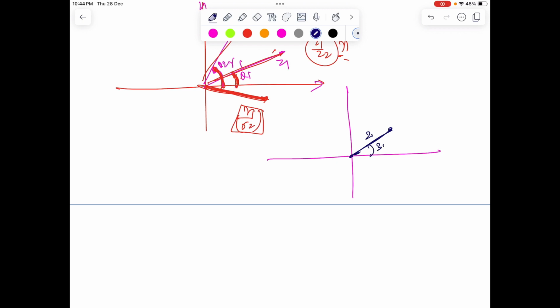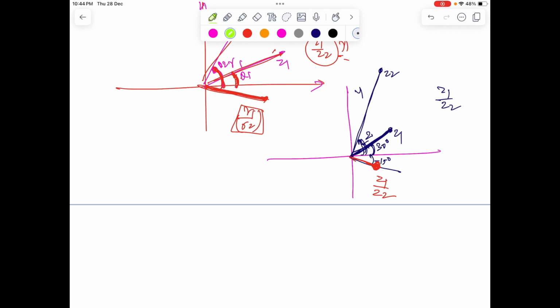Let's say we have a complex number which has a distance of 2 and an angle of 30 degrees, z1. Another complex number, distance of 4 at an angle of 45 degrees. So where is z1 by z2 this time? Divide the lengths: z1 length is 2, z2 is 4, so 2 by 4, which is half, at an angle of 30 minus 45, which is minus 15. So from here you go minus 15 degrees at a distance of half. So this is basically your complex number z1 by z2.